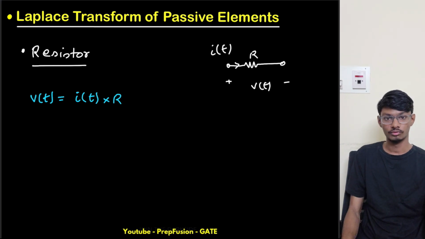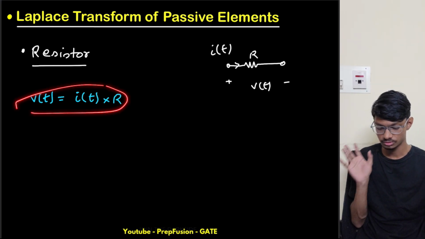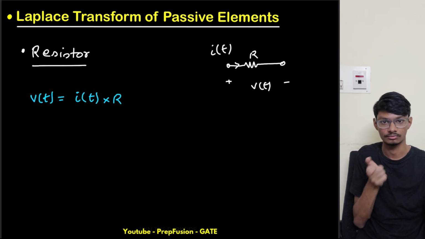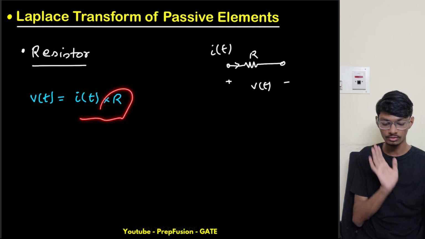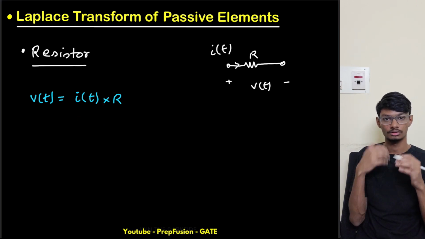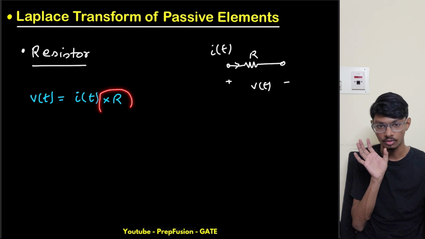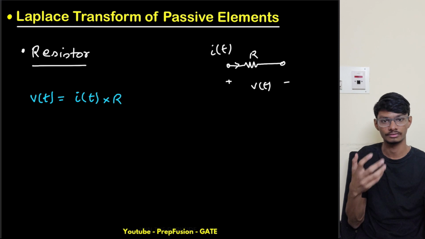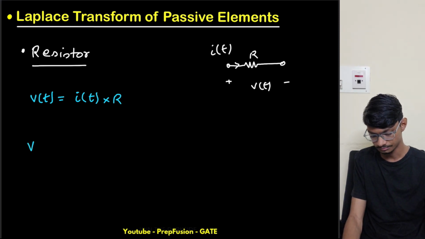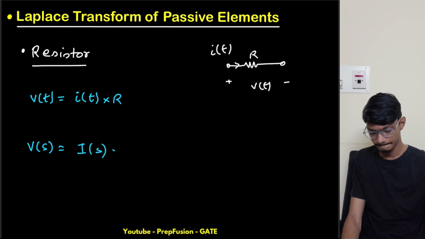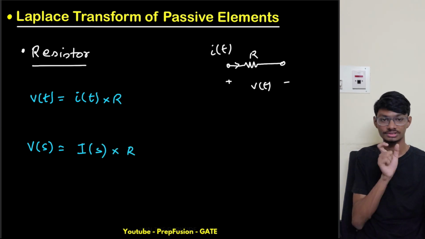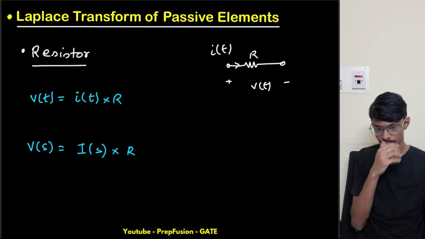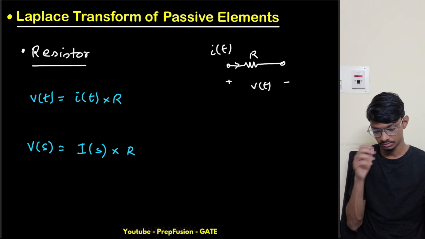Now here there is no differentiation or anything, so the Laplace transform of the v of t signal will be V of s, and i of t will be I of s. Since this is multiplied by a constant, with no time domain expression, we can simply write it outside. So V of s equals I of s times r, because r is a constant.